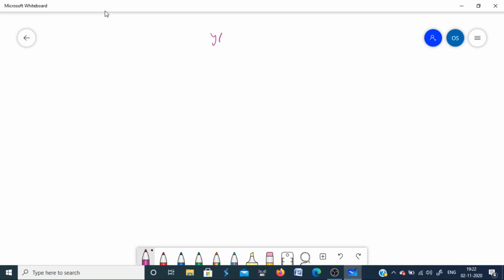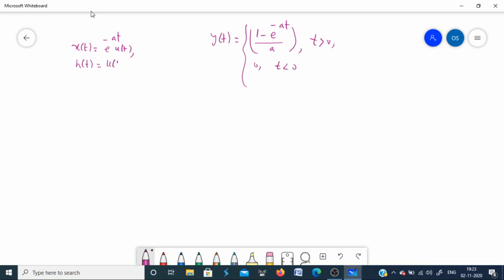We have got the solution that y of t is equal to 1 minus e raised to power minus a t upon a, okay, for t greater than 0, and it is 0 for t less than 0. This is my output. And what was the function? The function was x of t is equal to e raised to power minus a t u of t. The second function is h of t is equal to u of t.